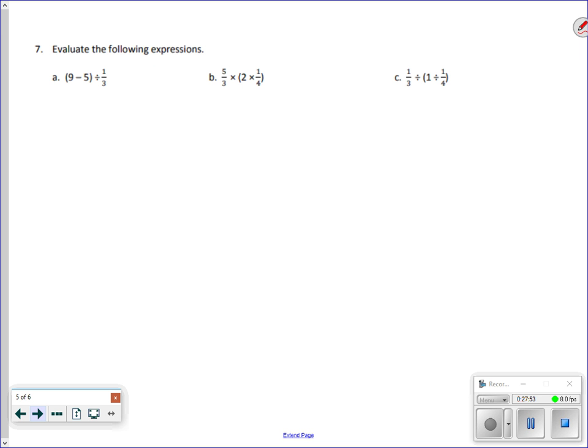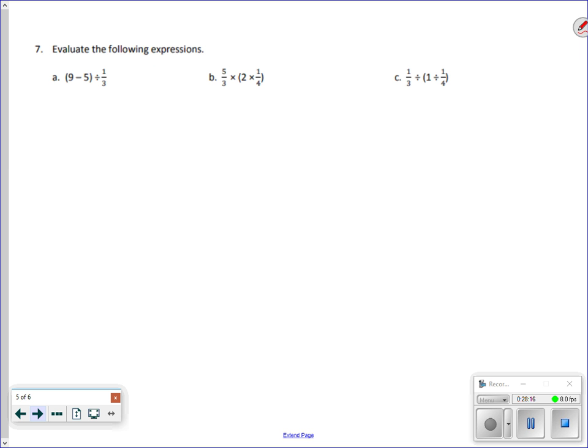Okay. Now, on this one, it actually says to evaluate. On these, you need to find out what the problem is worth. What is the value of the expression? This one is telling you to actually solve it.